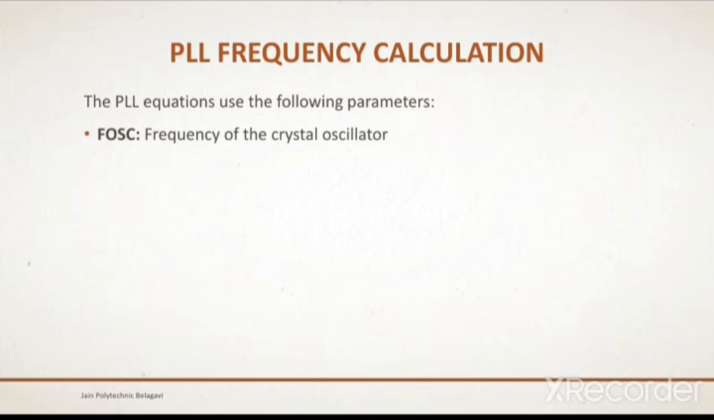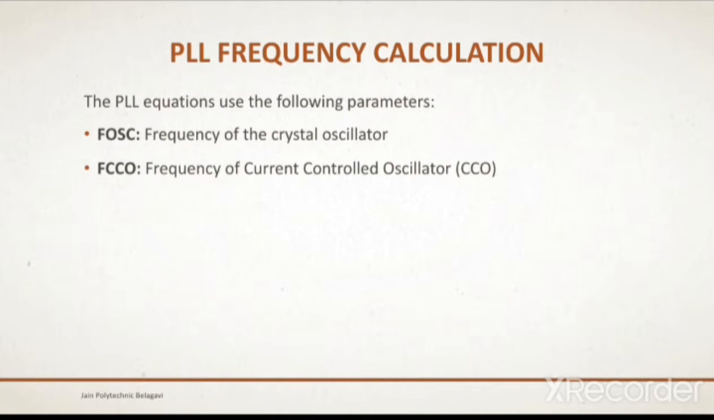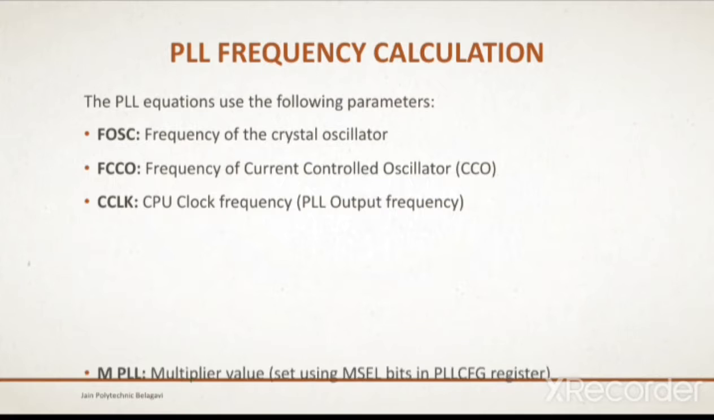The first is FOSC, that is the frequency of the crystal oscillator. Next is FCCO, that is the frequency of the current controlled oscillator. CCLK, the CPU clock frequency or PLL output frequency, which you had seen in the block diagram of PLL.